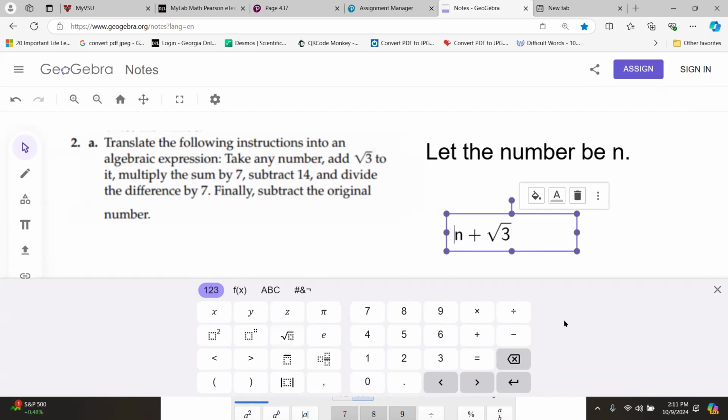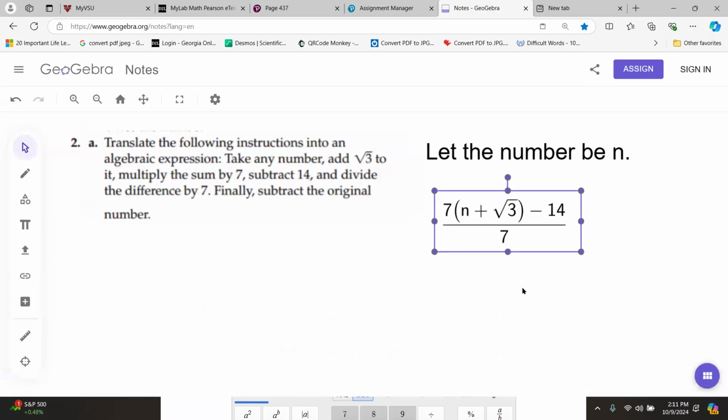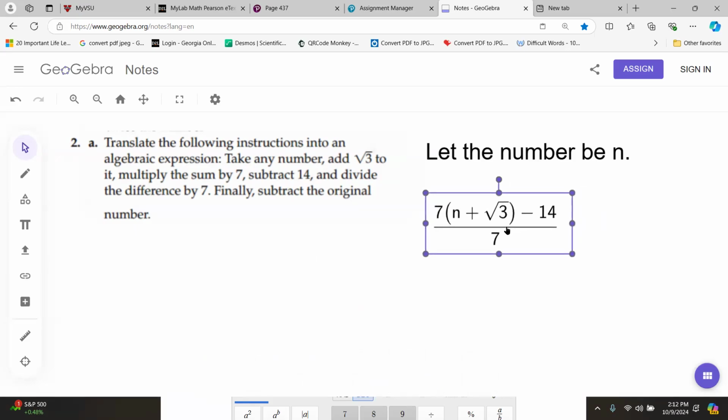When this is the sum, you want to put it in parentheses and multiply it by 7. And then you want to subtract 14. The sequence order matters. Then divide the difference by 7. Let me walk through it once again just to make sure I didn't mess up. Take any number n, add square root of 3, multiply by 7, subtract 14, divide the difference by 7. I think I am okay.